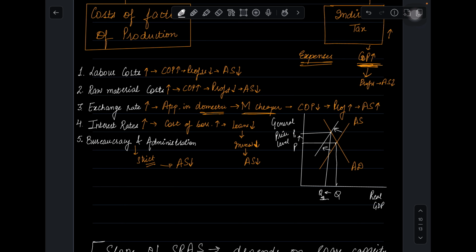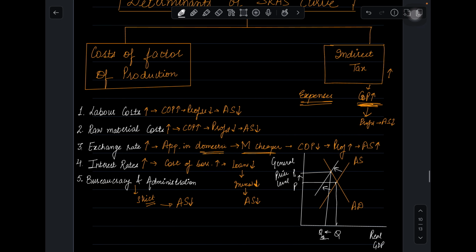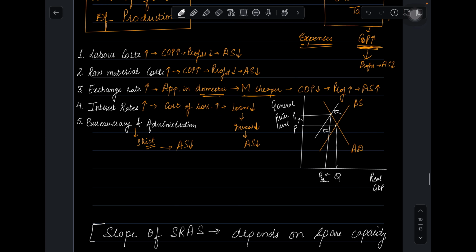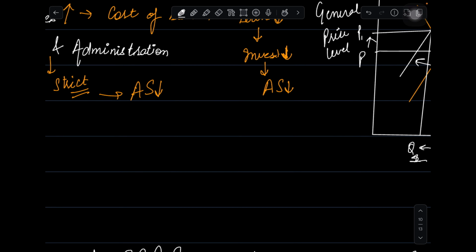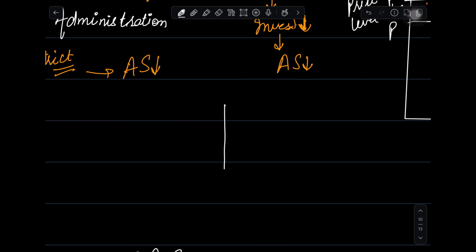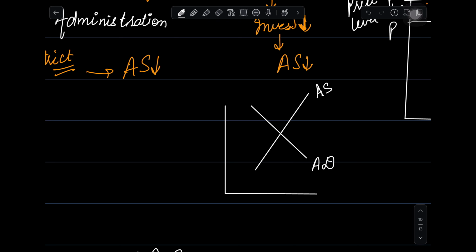There's a difference between movement along the aggregate supply curve and a shift in the aggregate supply curve. This was a shift in the aggregate supply curve. If we talk about movement along the aggregate supply curve, it looks like this. This is the aggregate demand curve. This is the aggregate supply curve.